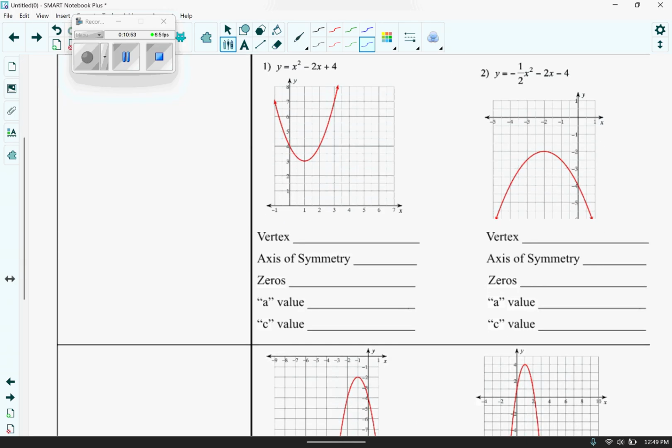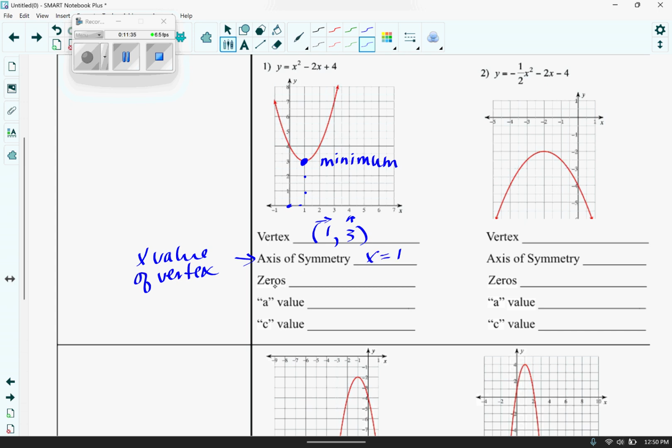I just want to find the vertex. So when I want to find the vertex, I'm looking at that curving or turning point. So it would be right here. In this case, it's opening up, so this is a minimum. And that ordered pair is going to be, from the origin, 1 to the right, and then up 1, 2, 3. And my axis of symmetry is the x value of the vertex. So it's going to be x equals 1.